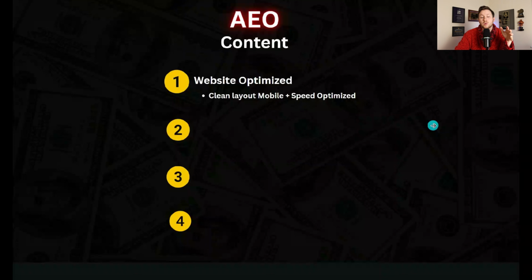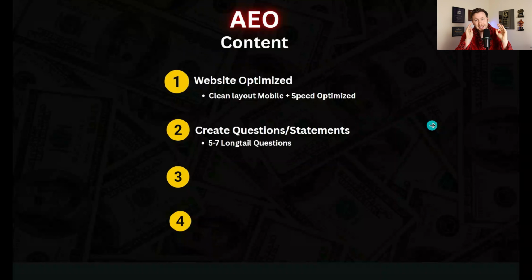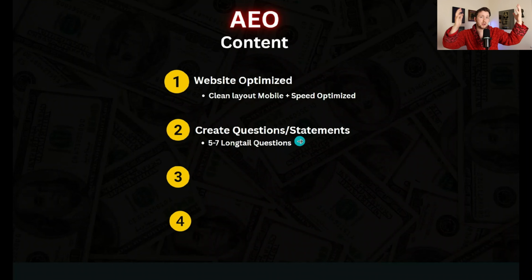Simple as that. So now that we've done number one, we now need to move on to number two, which is create questions/statements. And these are 5 long tail questions. Now we're really getting into the AEO part and how this differs from SEO. Because I know a lot of people with SEO, they have the different sort of blog, put a lot of content in. This is different, okay? So let's create this so you can understand just how this process works.